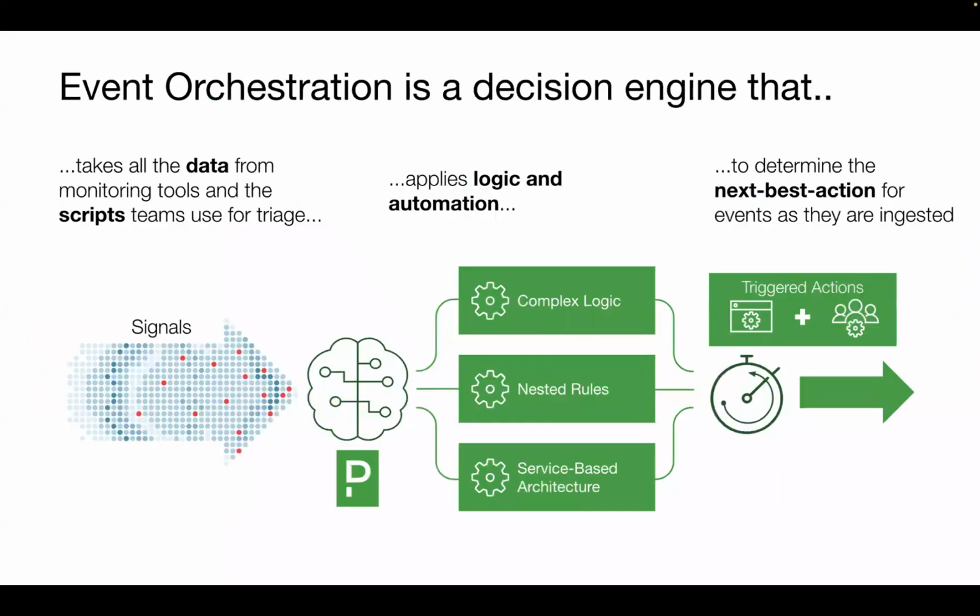Orchestration is a really powerful tool. It takes all the data from your monitoring tools and the scripts that your teams use for triage, applied logic and automation to determine the next best action for your events as they're ingested. You can create rules that extract priority. You can have another rule that follows immediately after, whose conditions are based on that priority to take another action, and continue again and again and again, however many times that you want.